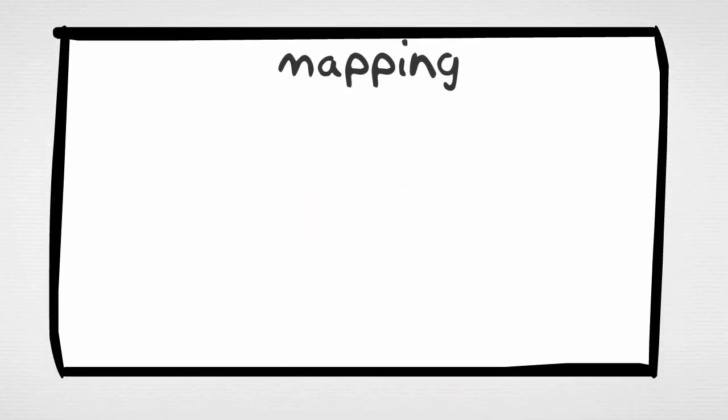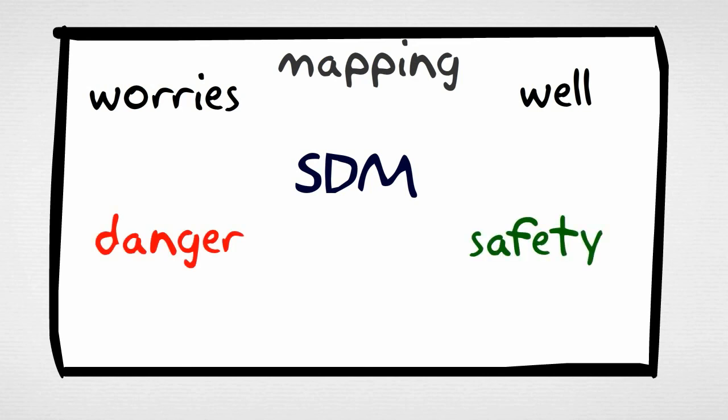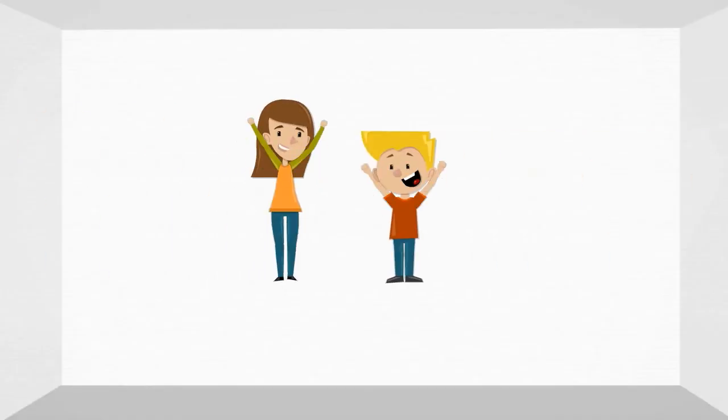So just remember this. Mapping is a way to organize your worries, wells, and SDM decisions. It helps you sort what impacts the child and what will keep them safe. It also outlines the steps the family needs to take so that everyone who cares about the child knows they will be safe.